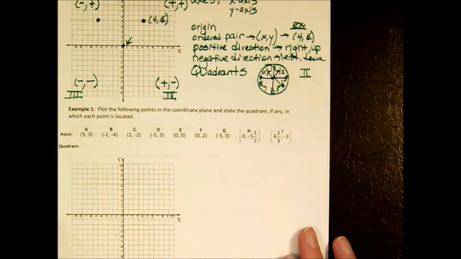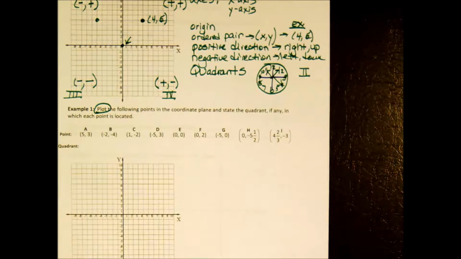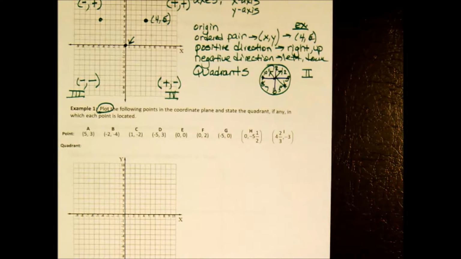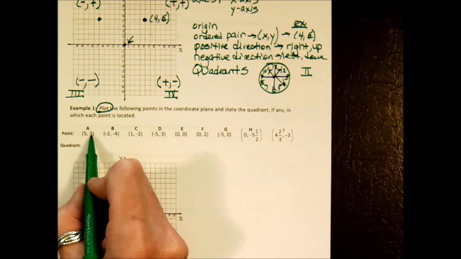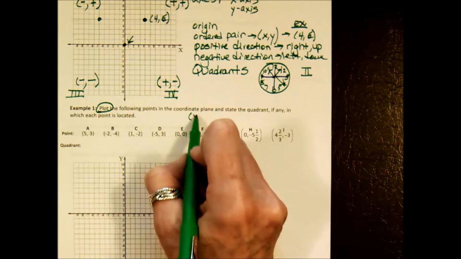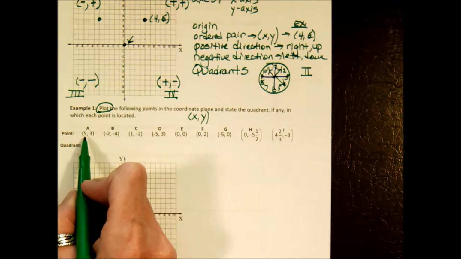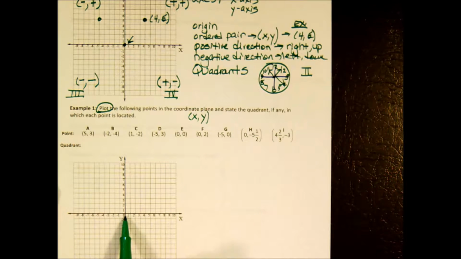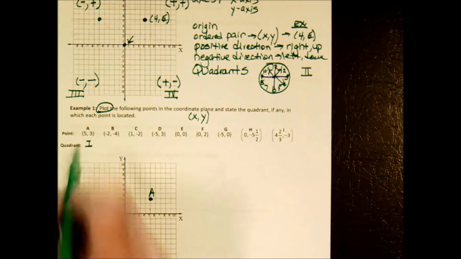All right, so let's practice plotting points. When you locate a point on a coordinate plane, it's called plotting, and we're going to state the quadrant. So point A is the point 5, 3. Remember, it's always x and then y. So this says go positive 5, which means to the right 5. So here I am at 5, and then go up 1, 2, 3. So there is point A, and it is in quadrant 1.